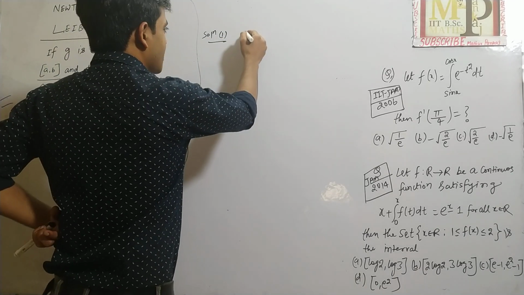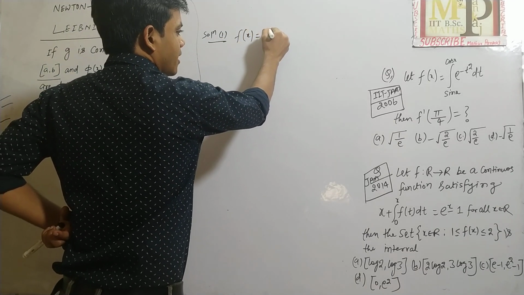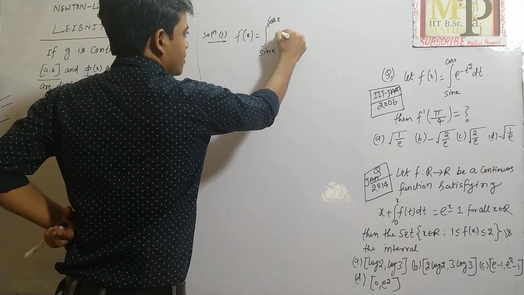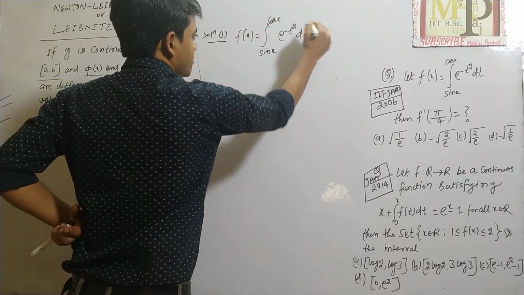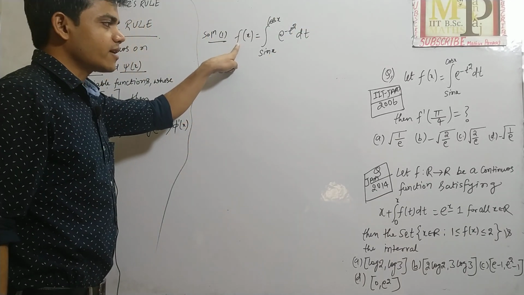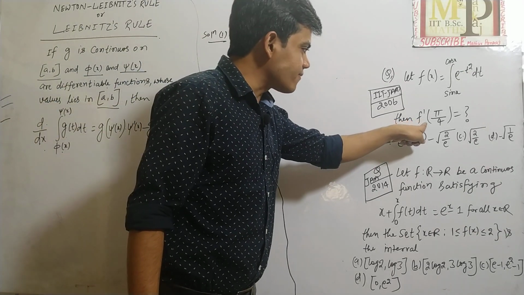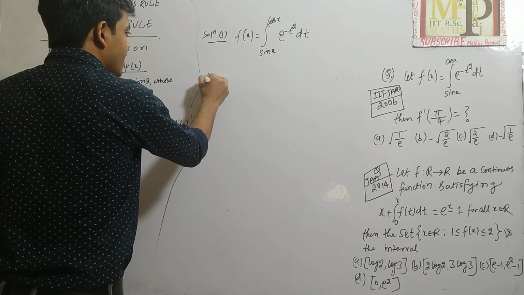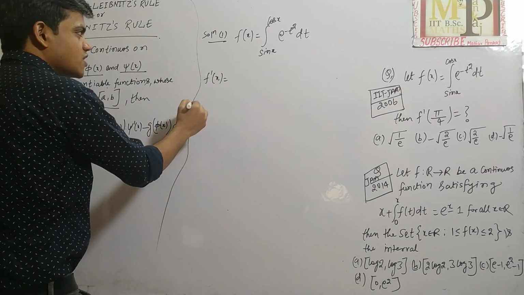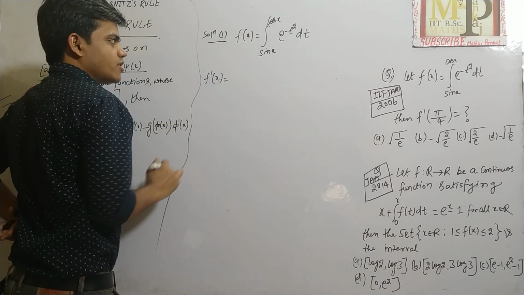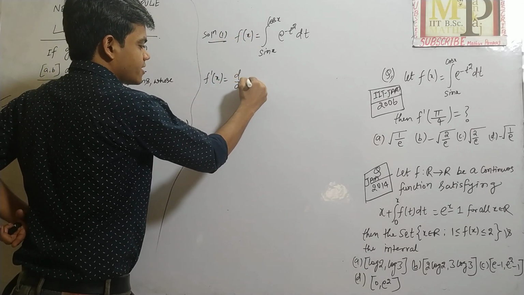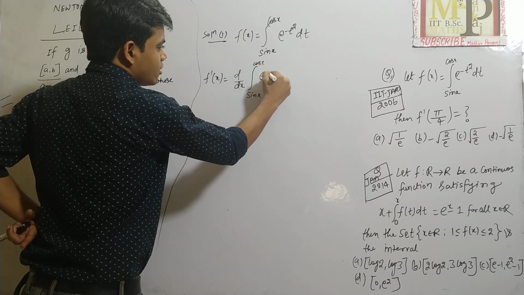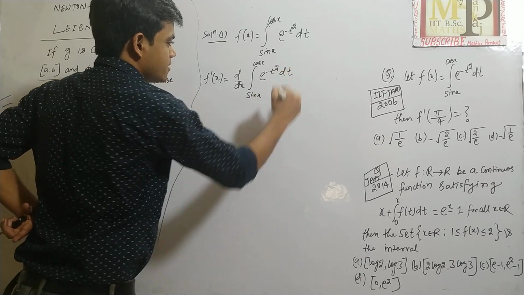What is the question? f(x) is given: f(x) is the integral from sin x to cos x of e to the power minus t square dt. This is f(x), and you need to find f dash pi by 4. So first of all we shall find f dash x. f dash x means we differentiate this with respect to x. Now you need to differentiate in the RHS also, so d/dx of the integral from sin x to cos x of e to the power minus t square dt.